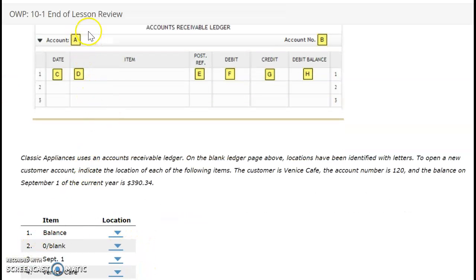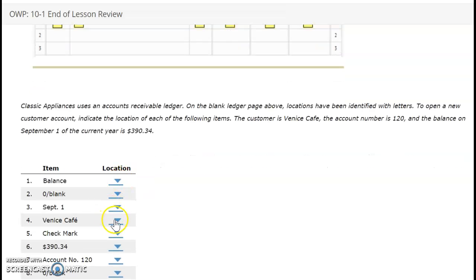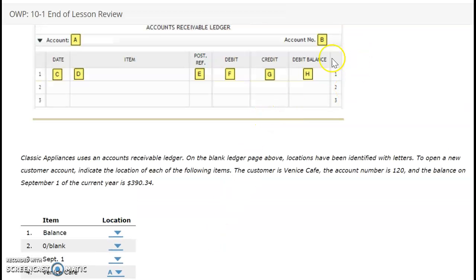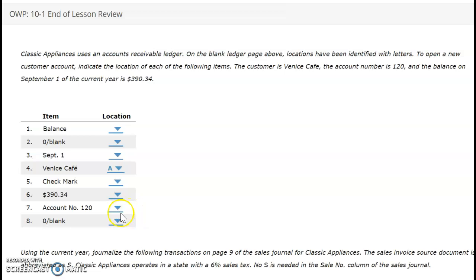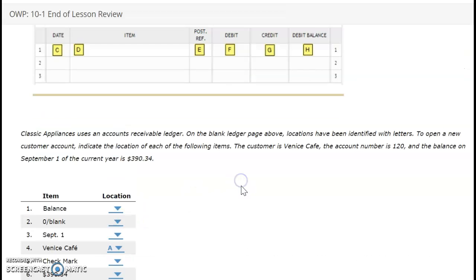So I'm going to actually go by what the letters are. Let's go to account, which would be customer. So our customer is Venice Cafe. So I'm going to look here and I'm going to click A for Venice Cafe, which is number 4. Okay, B is going to be my customer number. Okay, and it says here 120. So account number 120 is B.